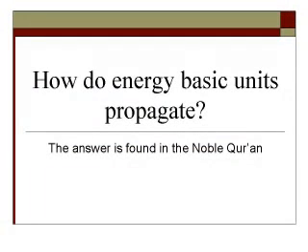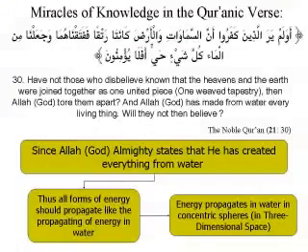So, since Allah God Almighty states that He has created everything from water, thus all forms of energy should propagate like the propagation of energy in water. And energy propagates in water in concentric spheres in 3-dimensional space. So as you can see on the screen, if you throw a rock in a pond of water, which is the energy source, energy propagates in water in concentric circles. And this is in 2-dimensional space. In 3-dimensional space, energy propagates from the source in concentric spheres. So since Allah God Almighty created everything from water, thus all forms of energy propagate from their sources with concentric spheres.